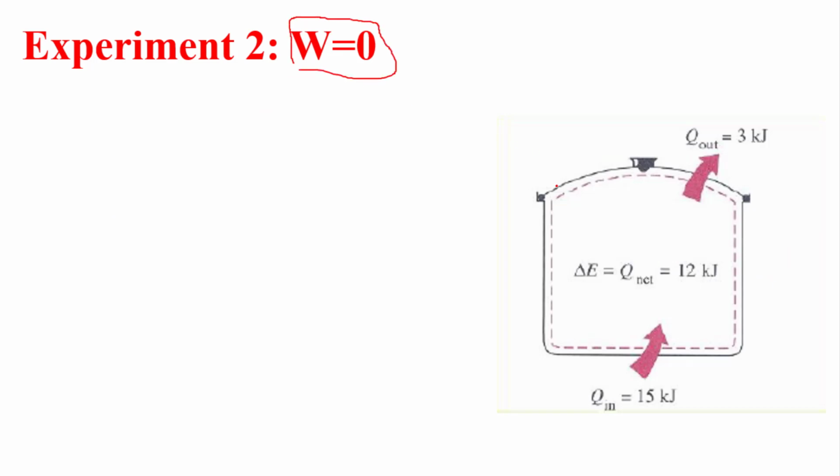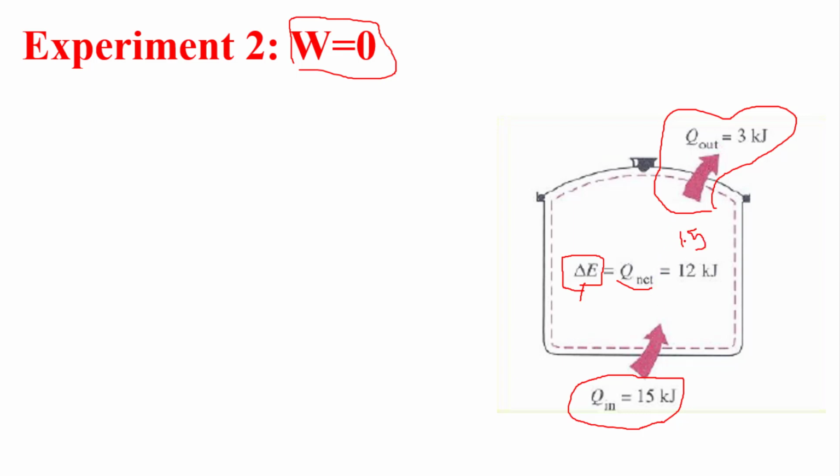Here we have this geometry, and this is the control surface. Here we have energy lost to the surrounding, and here we have energy gained from the surrounding to the system. So the change of energy, or energy stored in the system, equals Q net summation. So here we have 15 plus, minus the amount of energy lost. The result is positive 12. So this is why it is positive.